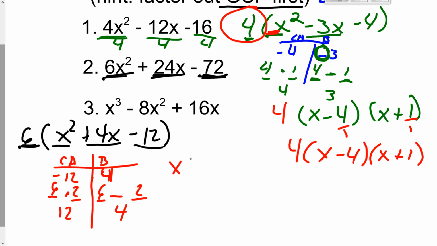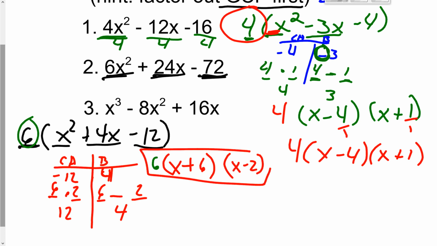So we have 6 and 2, a positive 6. So x plus 6. Bring down the 6 from right here, bring that out front. And then we have x minus 2. Okay, and there it is. That's number 2.